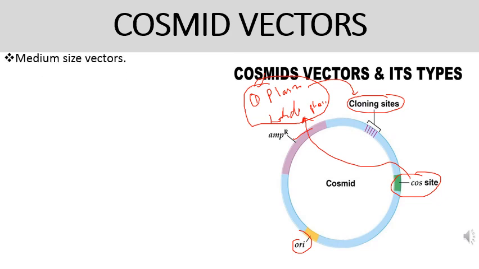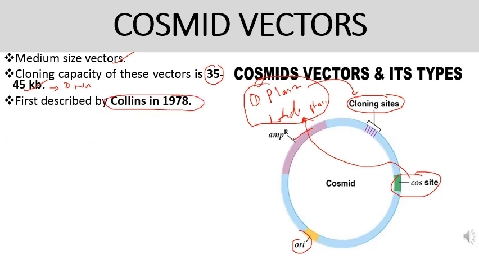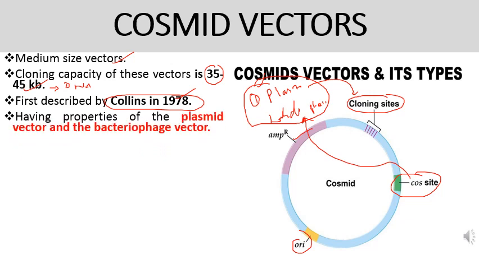Basically, Cosmid vector is a medium-sized vector, and its cloning capacity is 35 to 45 kilobases. तो इस size का DNA insert ये clone कर सकता है. And this was first described by Collins in 1978, and having properties of plasmid vector and the bacteriophage vector, that is the lambda phage. तो इन दोनों की properties इसमें होती है.